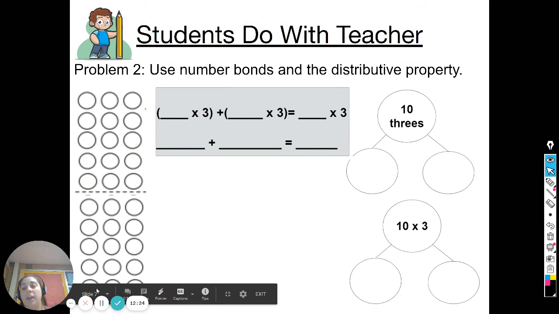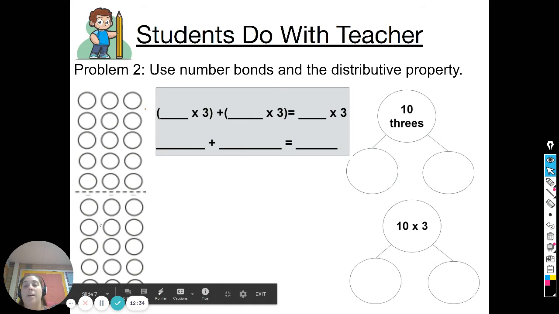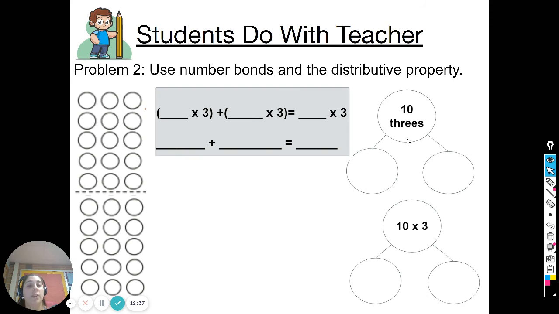So what I have here is I have actually broken apart using my example, which was 5 plus 5 equals 10. So on top, I have 5 rows of 3, and on bottom, I have 5 rows of 3. So altogether, I have 10 threes, okay, which is the same as 5 threes plus 5 threes.